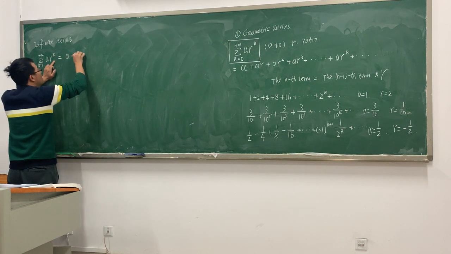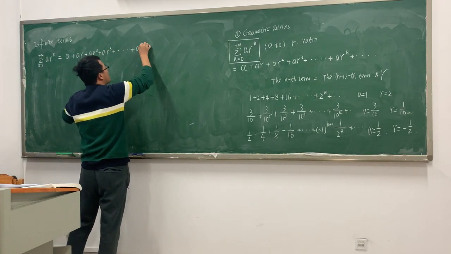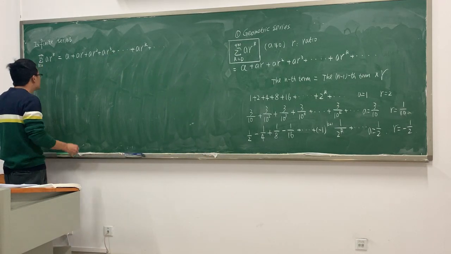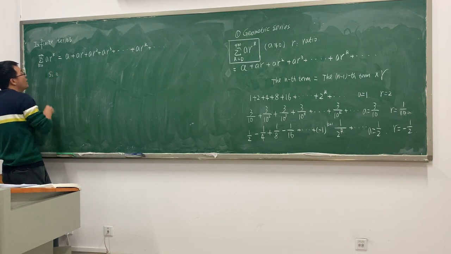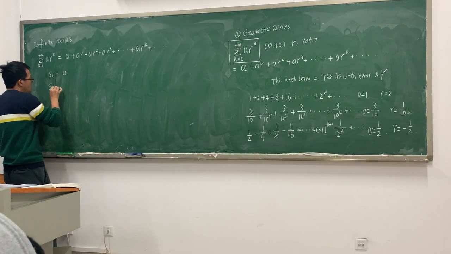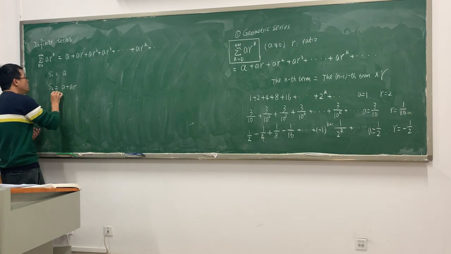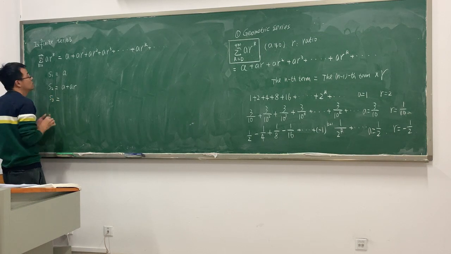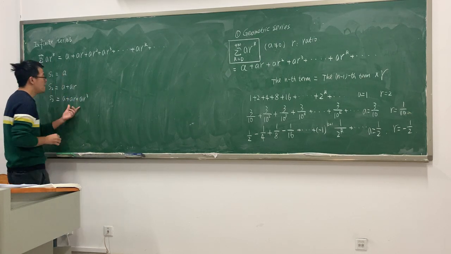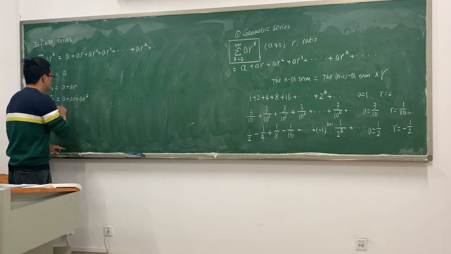So this is equal to A plus AR plus AR squared plus AR cubed, and so on, AR to the power K. So this is a sequence. Now we need to look at the partial sums. S1 equals the first term, A. And S2 equals A plus AR. S3 equals A plus AR plus AR squared. Oh no, I'm sorry, it's square.